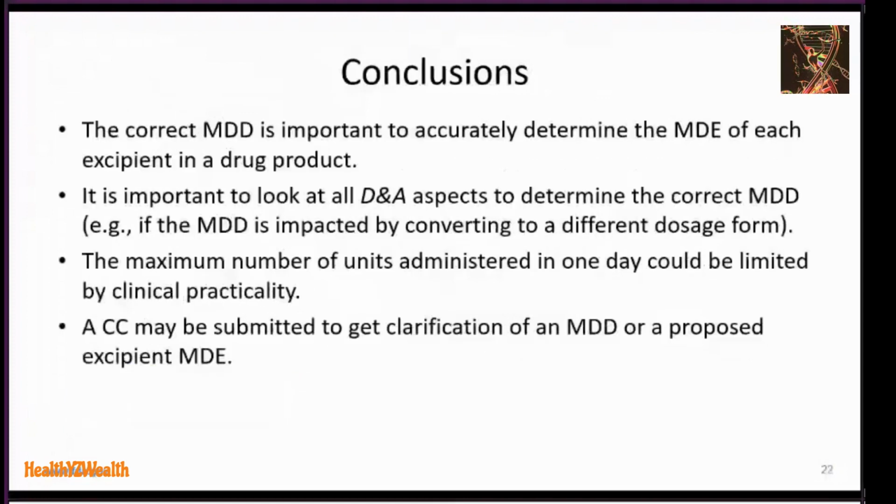In conclusion, the correct maximum daily dose is important to accurately determine the maximum daily exposure of each excipient in a drug product. It is important to look at all dosage and administration aspects to determine the correct maximum daily dose. For example, if it is impacted by converting to a different dosage form. The maximum number of units administered in one day could be limited by clinical practicality, and a controlled correspondence may be submitted to get clarification of a maximum daily dose or acceptability of a proposed excipient maximum daily exposure.